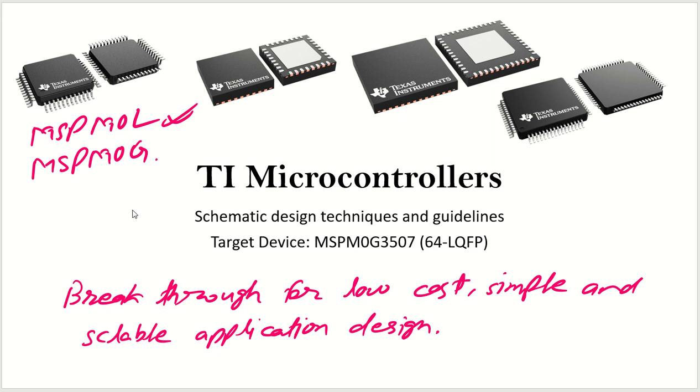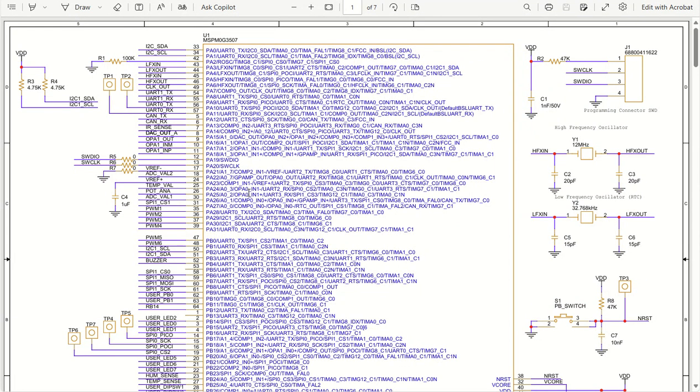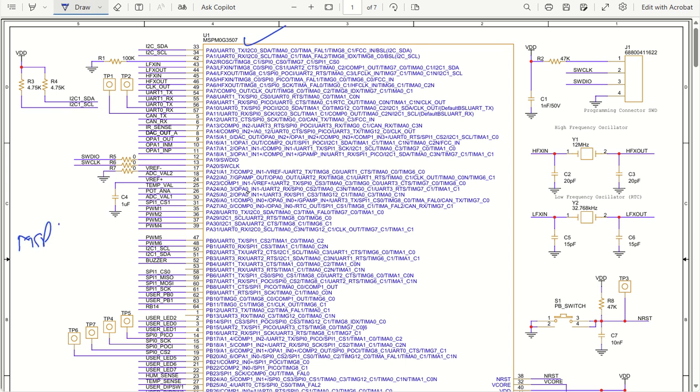The microcontroller that we have taken is MSPM0G3507. You can make a note: MSPM0G3507. This is going to be a 64 pin LQFP package.